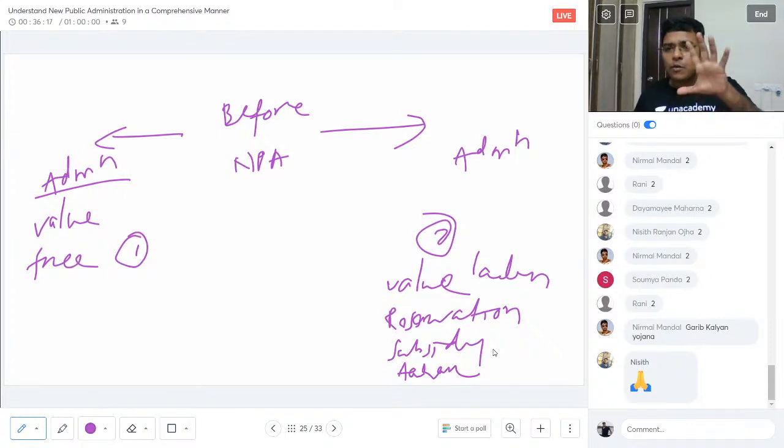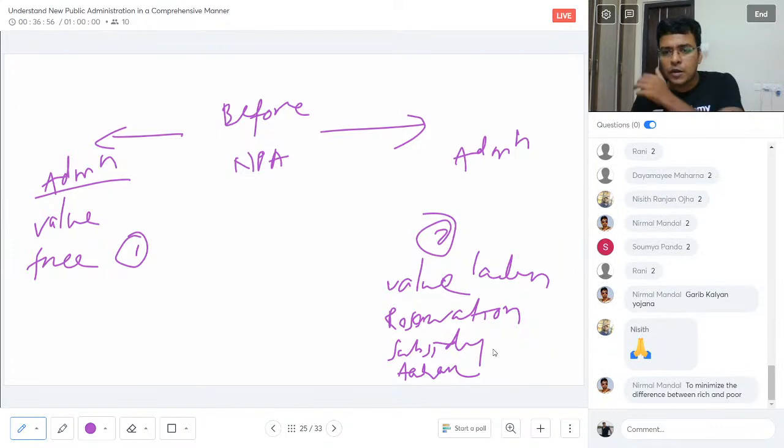Government is not concerned about the rich people. In India, government is only concerned about poor people, a pro-poor policy of government. Got my point? Government wants to get more tax from the rich and give it to the poor. It is what type? Robin Hood approach. The government is adopting a Robin Hood approach. Shock the rich and give it to the poor. Okay, so this is value free, value laden. So administration before NPA was value free, but Waldo wanted value laden. I think you are all clear.